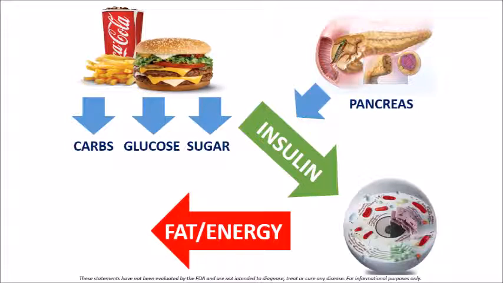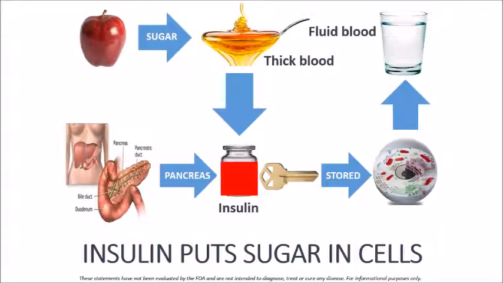The key point here is sugar does not belong in the blood. It belongs in your cells. Just to recap about blood sugar, you eat food, it's broken down into sugar. Now, the presence of sugar in the blood thickens it, like honey or molasses. The pancreas then responds to the sugar by releasing insulin.